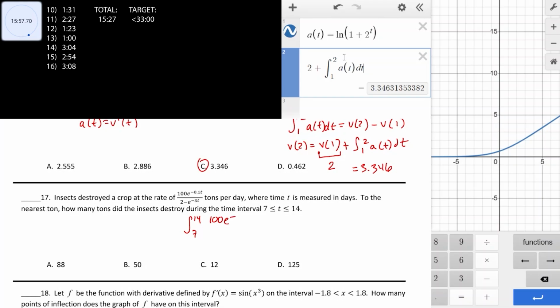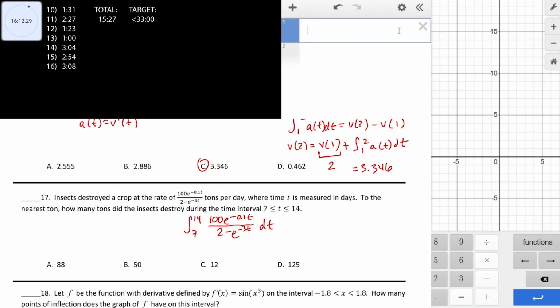So this is going to be exactly what we type into Desmos. We don't need to use the fundamental theorem here. It'll do the computations for us. All we need to do is make sure we type it in correctly. So let's delete the ones from the last problem. And here we have the integral from 7 to 14 of 100 times e to the power of negative 0.1t over 2 minus e to the power of negative 3t.